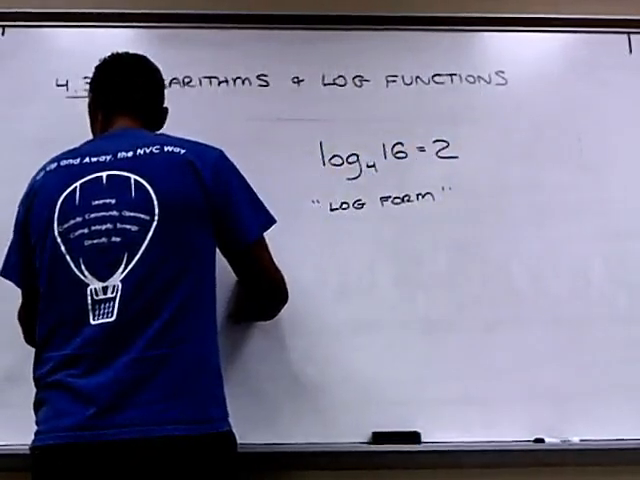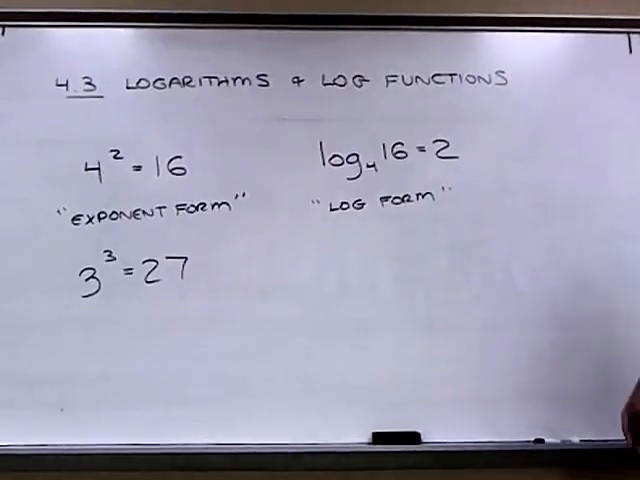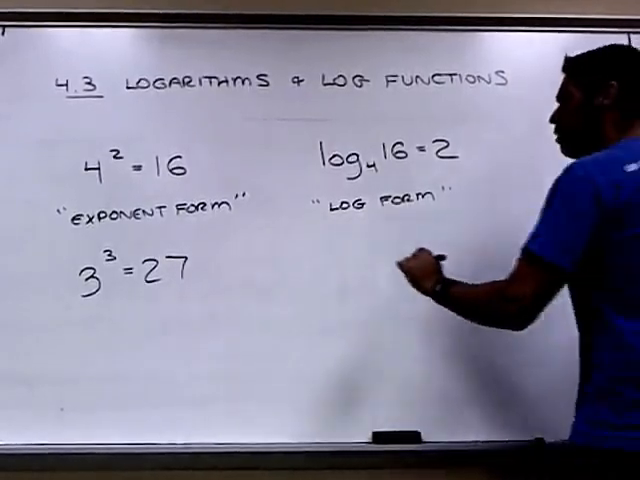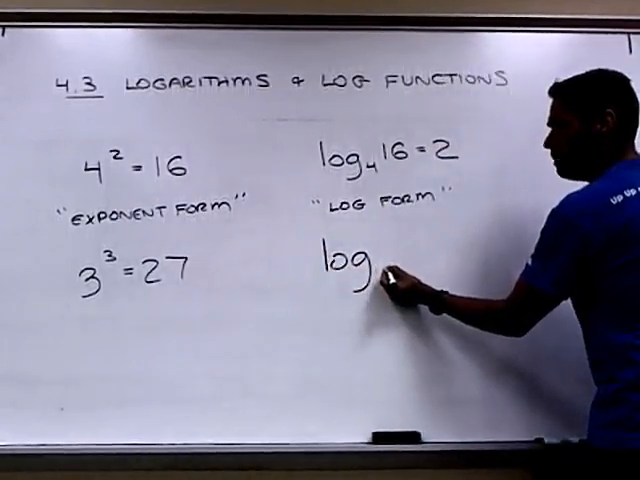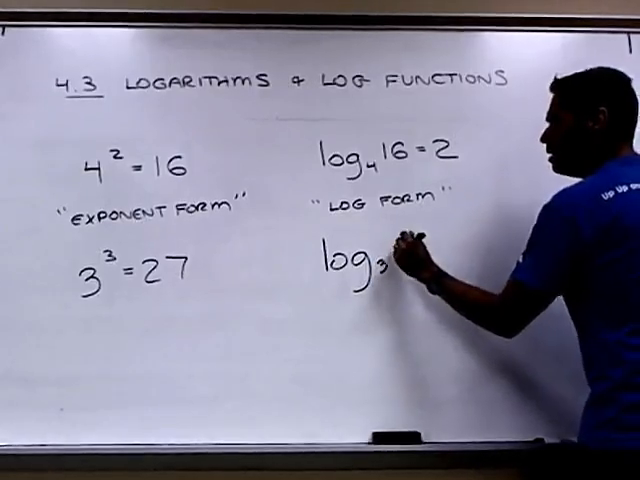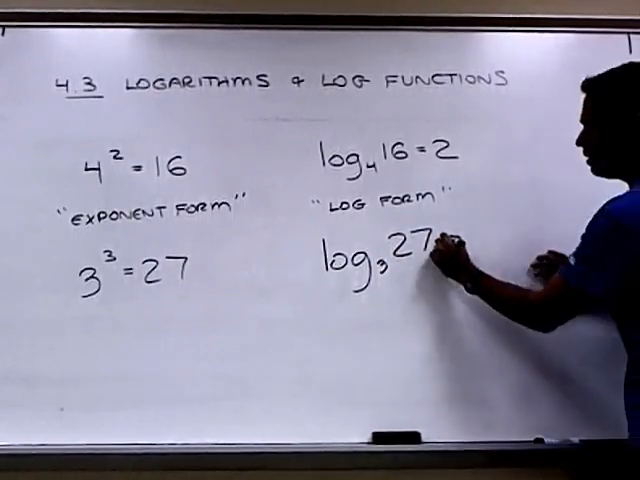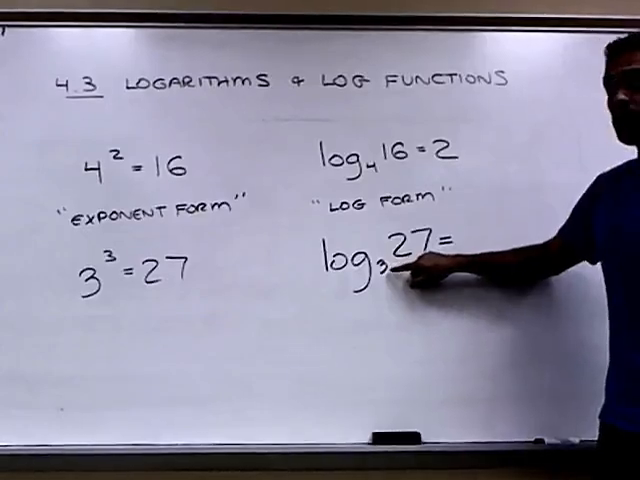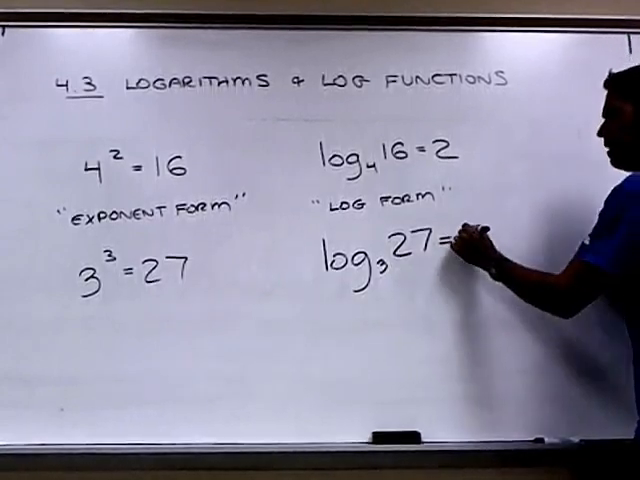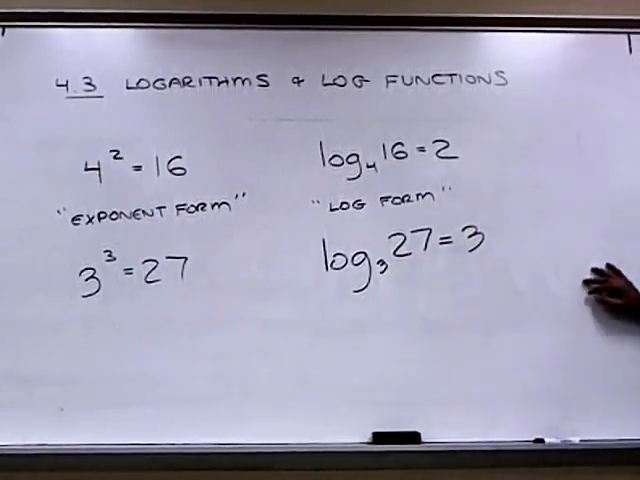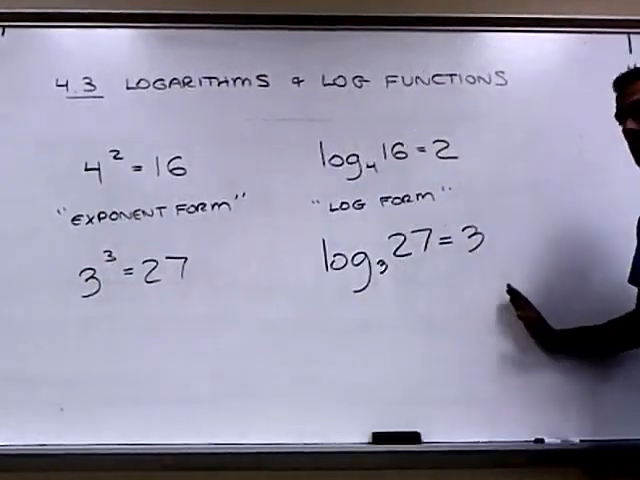How about if I write 3 to the third equals 27? That's exponent form, right? We all agree with that statement? In log form, it would look like this. Log, what would the little subscript number down here be? 3, and then what number would go here? 27. So what we're saying to ourselves is, 3 to what power gives us 27? 3, right? So anytime we have something in exponential form or exponent form, we can convert it to log form.